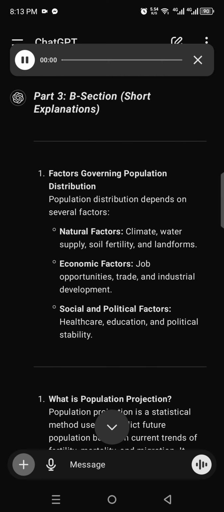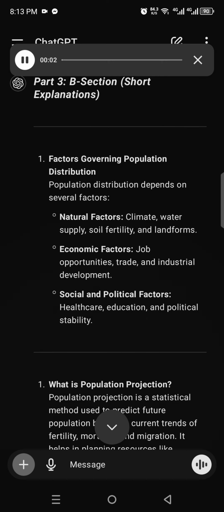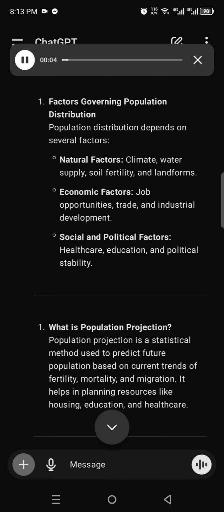Part 3, B section, short explanations. 1. Factors governing population distribution. Population distribution depends on several factors. Natural factors: climate, water supply, soil fertility, and landforms. Economic factors: job opportunities, trade and industrial development. Social and political factors: healthcare, education, and political stability.